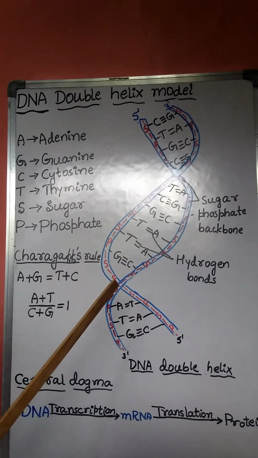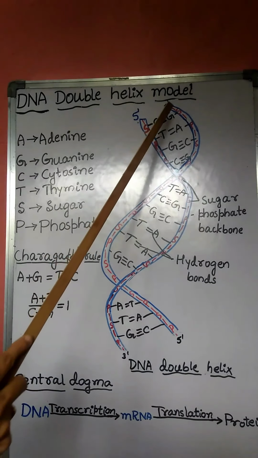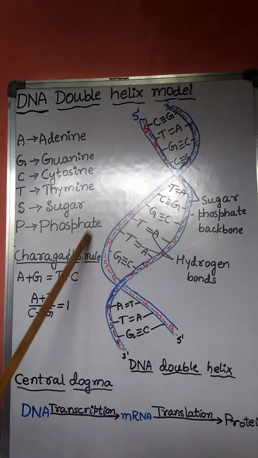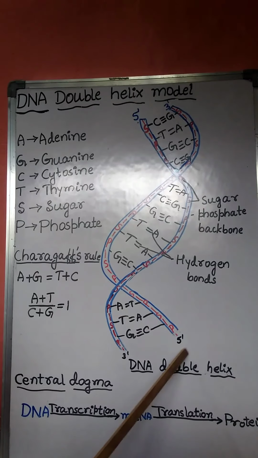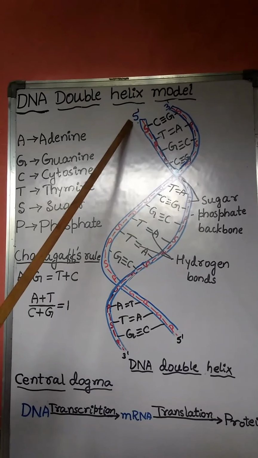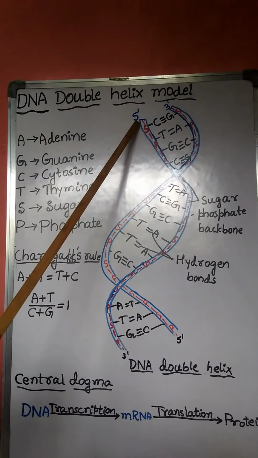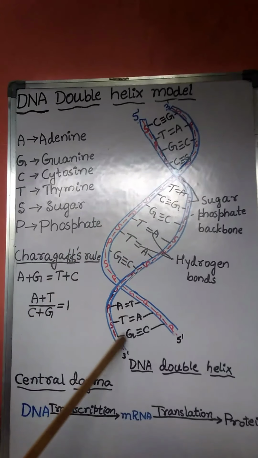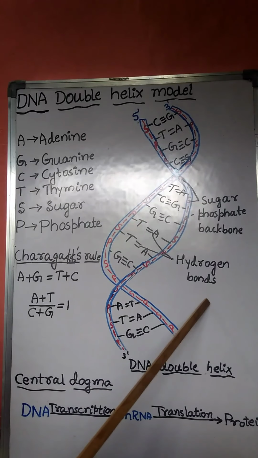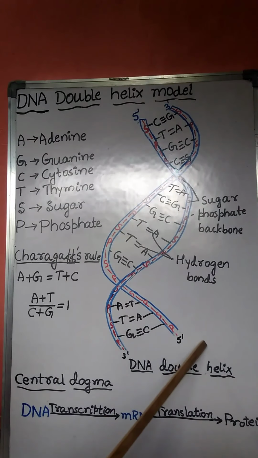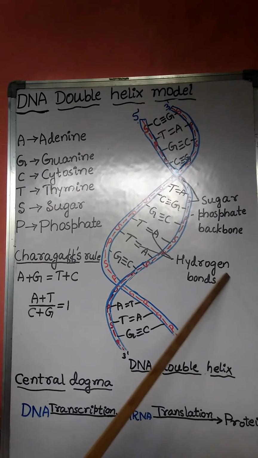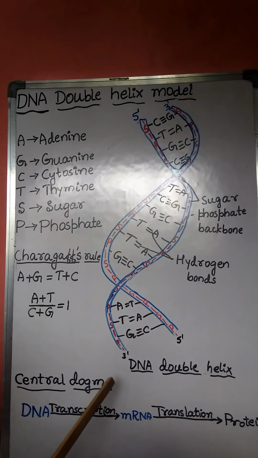That means the direction of one polynucleotide strand is 3' to 5', whereas the direction of the other strand is 5' to 3'. The direction of one strand is 3' to 5' and the other is 5' to 3'. That means the two polynucleotide strands of DNA are anti-parallel to each other.